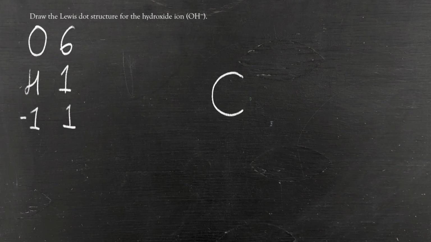So here we've got our oxygen, and we'll do our 1, 2, 3, 4, 5, 6. Hydrogen with its 1 makes a bond, and if we had to stop here, oxygen would only have 7 electrons. It wouldn't have reached a full octet. But we get an extra electron due to that negative charge. So we can put it in here, and now we have a full octet around the oxygen.